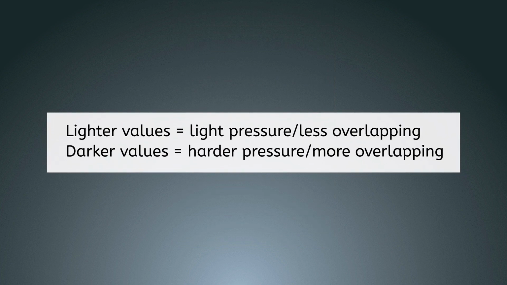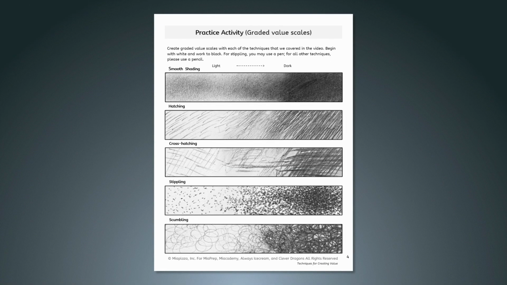Remember, just like when creating value scales in the past video, lighter values use light pressure and less overlapping, and darker values use harder pressure and more overlapping. Some of the techniques will take longer than others, but take your time and try to create a visible progression from light to dark in each graded value scale.